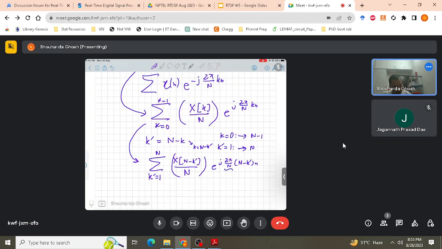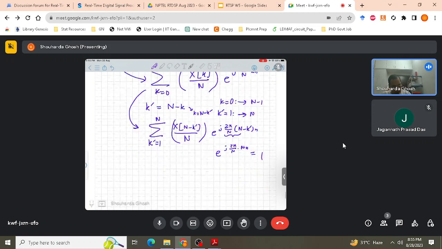And if we look at this, e to the power j 2 pi n, what's this? 1, right? So if I simplify this further, we get summation k prime from 1 to N of X of N minus k prime upon N, e to the power minus j 2 pi n k prime upon N.